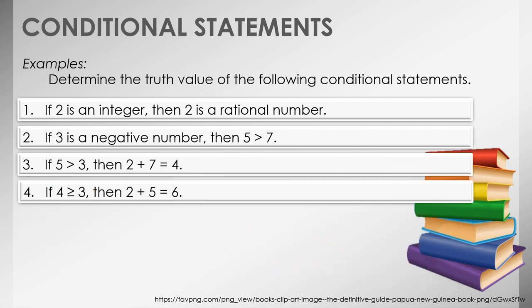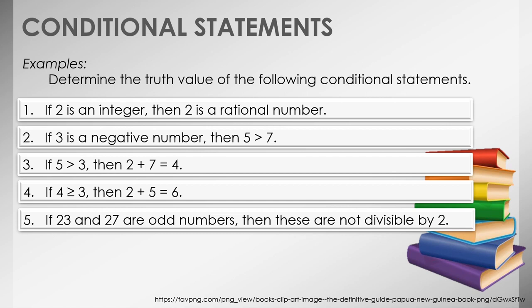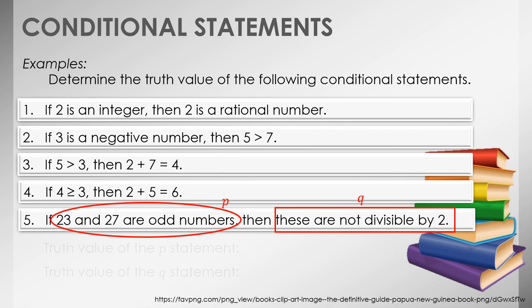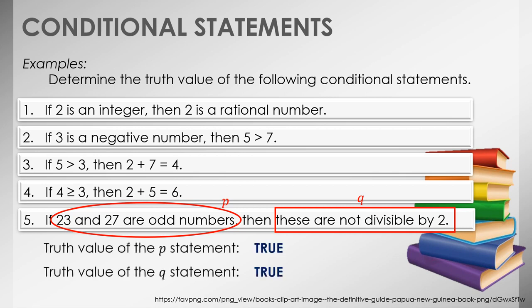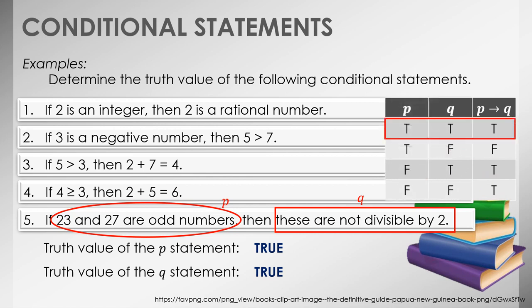And for the last example, we have this. So this is our P statement and this is our Q statement. Observe that both the P and the Q statements are true. Therefore, referring to the truth table, we are on the first case. Hence, the given conditional statement is true.